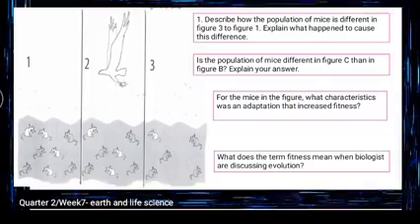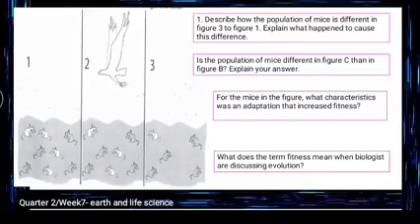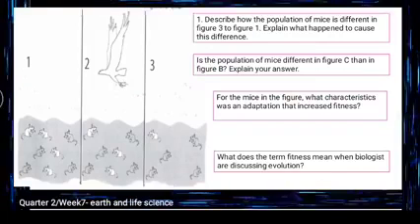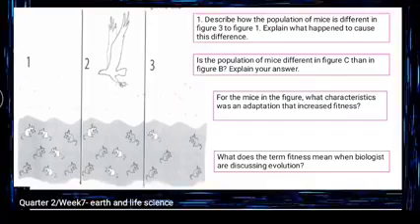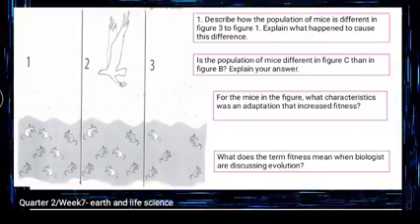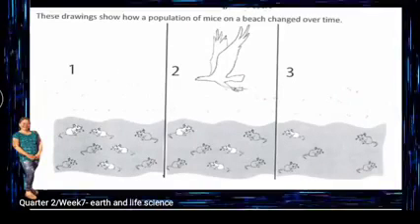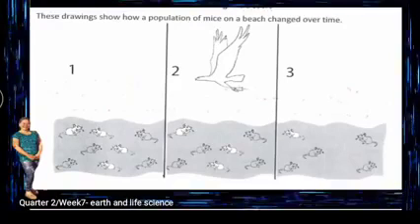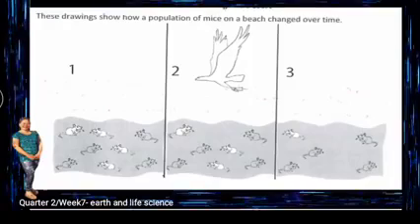But when biologists talk about fitness in discussing evolution, this means that fitness is the ability to live longer and reproduce more often of favorable traits. So, that is our answer to this question. Drawings on how population of mice on the beach change over time.